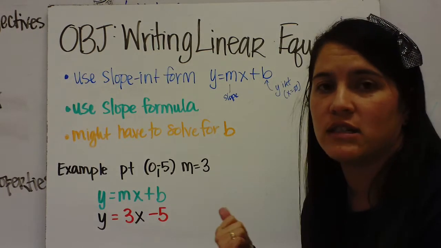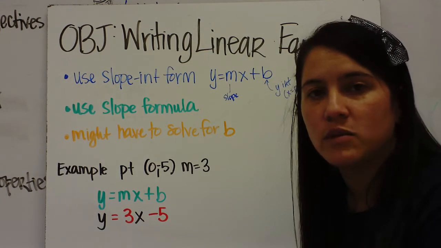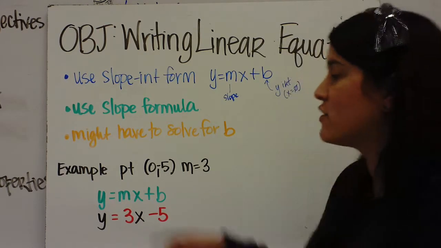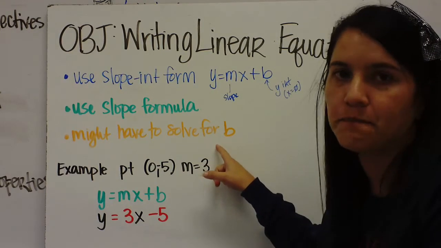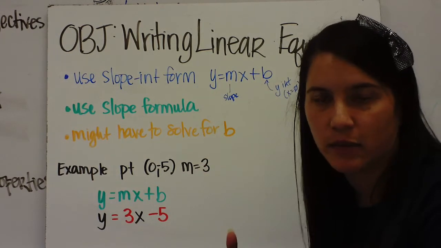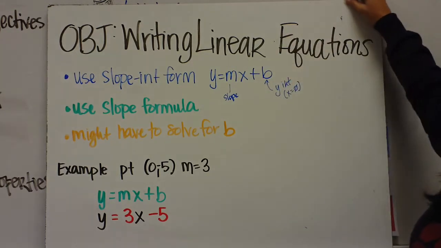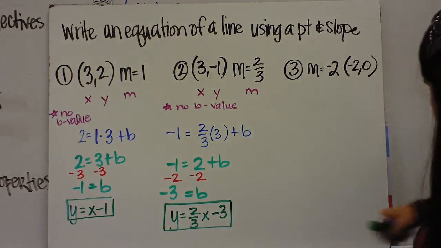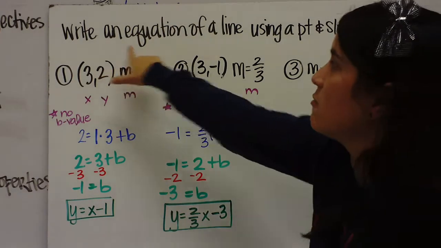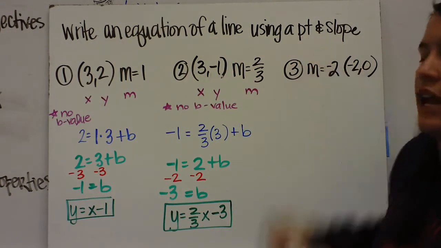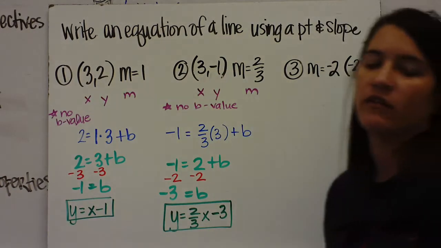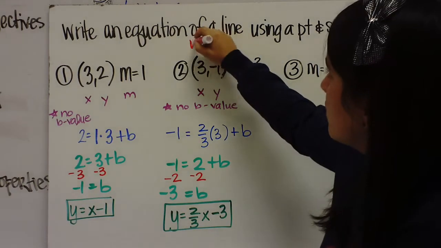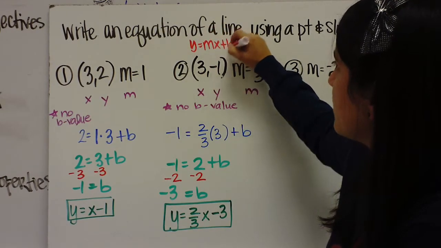But the purpose of this are going to be problems when you don't have the y-intercept, when you have other points, and so you have to solve for the y-intercept and then put it into your equations. I'm going to show you examples of how to do that. So the directions say write an equation of a line using a point and a slope. So in all of these examples, I've given you the slope and I've given you a point. We have to put it into slope-intercept form. Y equals mx plus b.